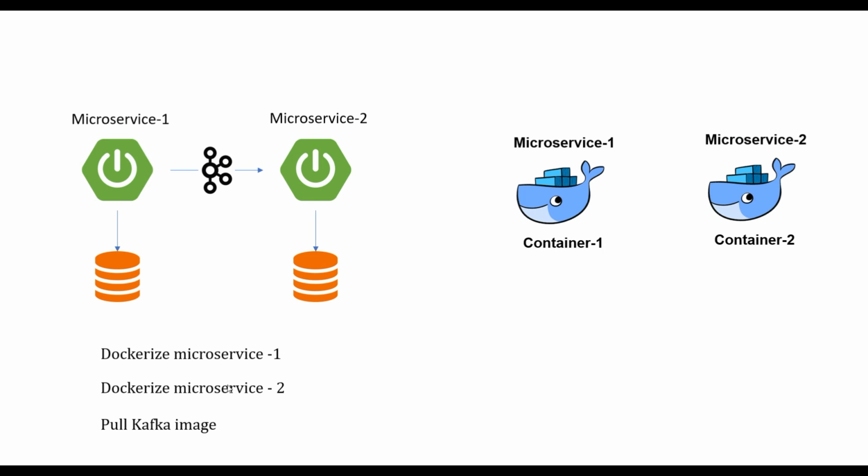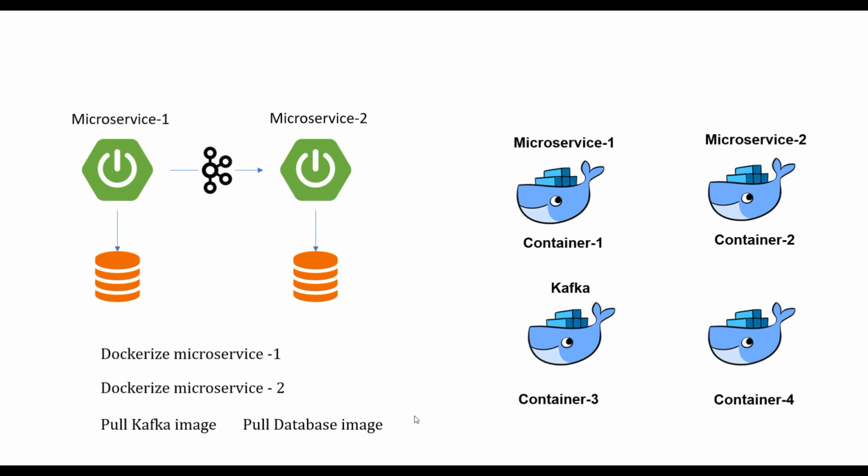Then I can pull the Kafka image from the Docker registry or Docker Hub and run that Kafka instance in container 3. In a similar way, I can pull the database image from Docker Hub and run this database instance in container 4. So this is how I can deploy my application to multiple containers, as we did in containers 1, 2, 3 and 4.